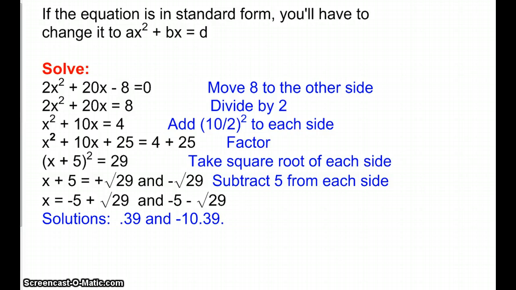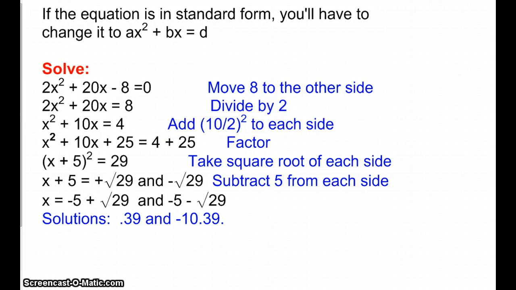We need to find c now. Add half of d squared to each side. So we're adding 5 squared to each side, which is 25. x squared plus 10x plus 25 equals 4 plus 25. Factor the left-hand side. It's a perfect square trinomial, so it's (x plus 5) squared, and that equals 29. When you take the square root, you have a positive and a negative case on the other side. So x plus 5 equals positive the square root of 29 and negative the square root of 29.